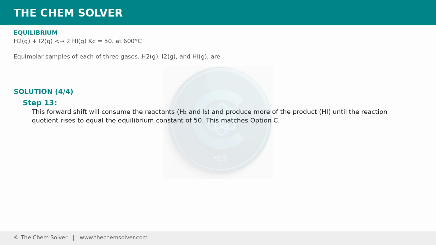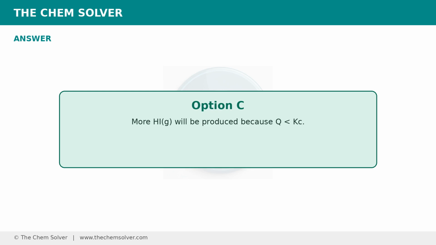This matches option C. The correct answer is option C. More HI will be produced because Q < Kc.